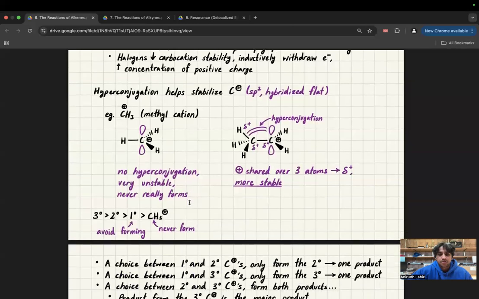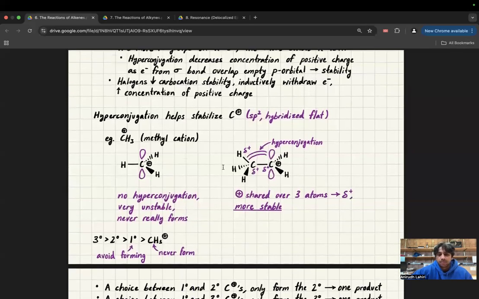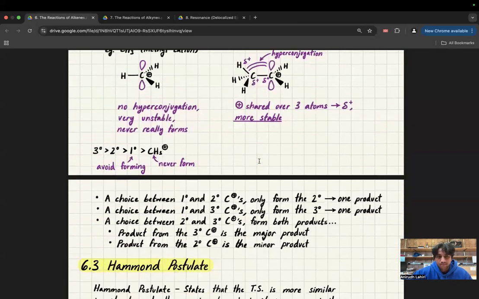Okay, so this is what's going on. This is what hyperconjugation is. Again, I wouldn't trouble yourself too much with understanding the nuances and specifics associated with this. But just make sure that you have a general understanding of what's going on.